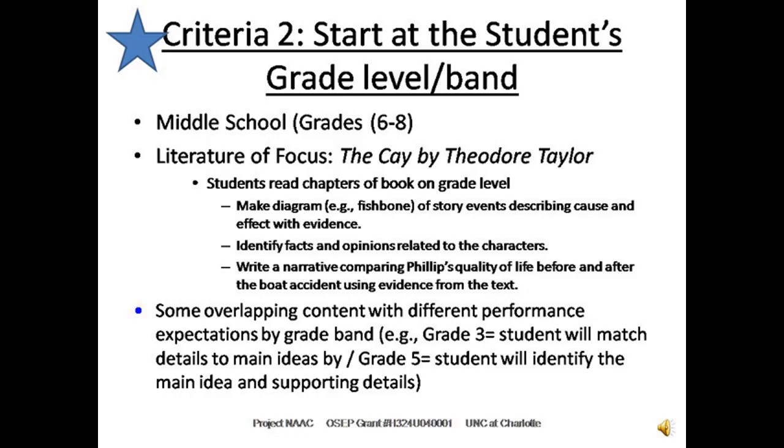Criteria 2 specifies that the student's instruction should be based off of the student's assigned grade level or grade band. For example, a middle school student in the 7th grade may be reading the novel The Cay by Theodore Taylor. Students in the general curriculum would read chapter books on grade level, make diagrams of story events, describe cause and effect with evidence, identify facts and opinions, and write a narrative comparing Philip, the main character's quality of life before and after his boating accident. There will also be some overlapping content, but different performance expectations should be made for students as they progress through the grades.